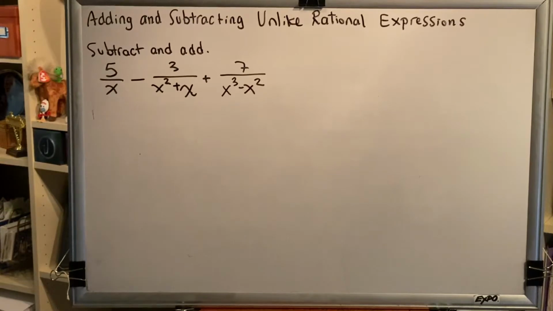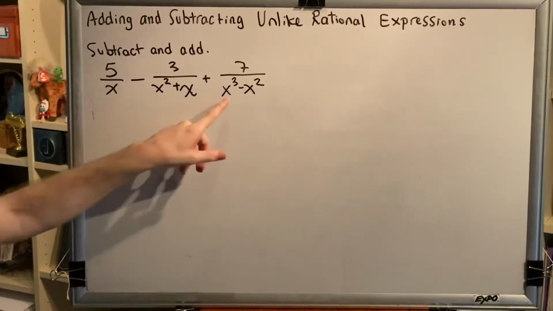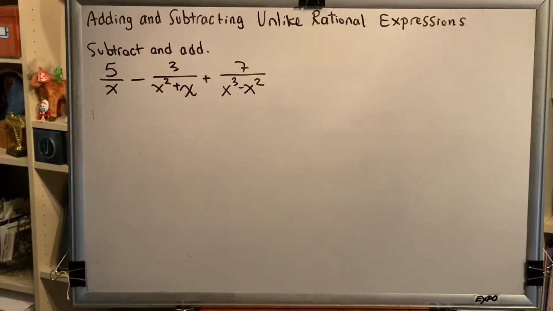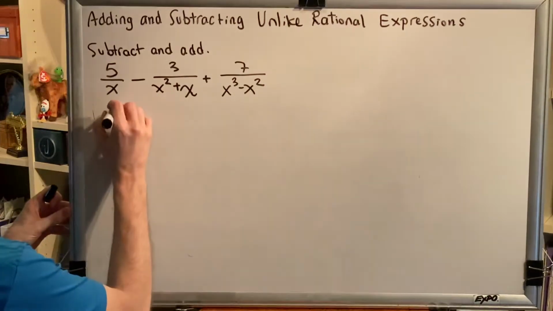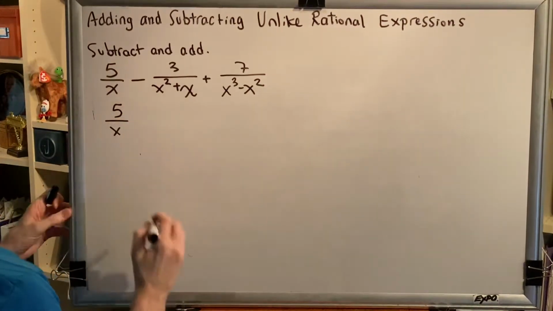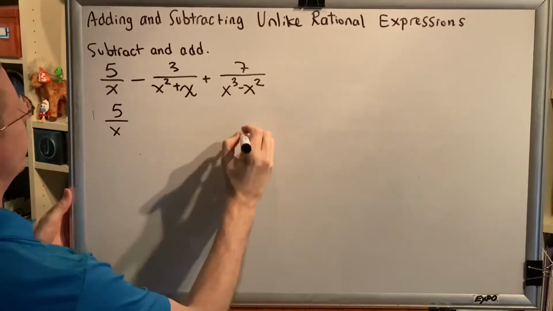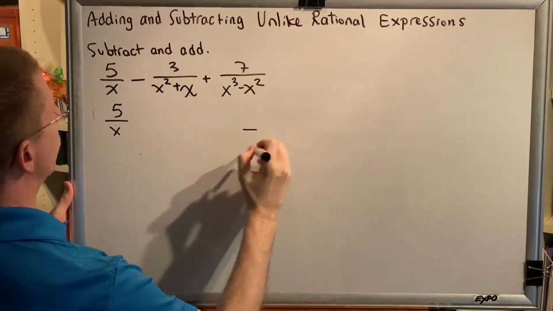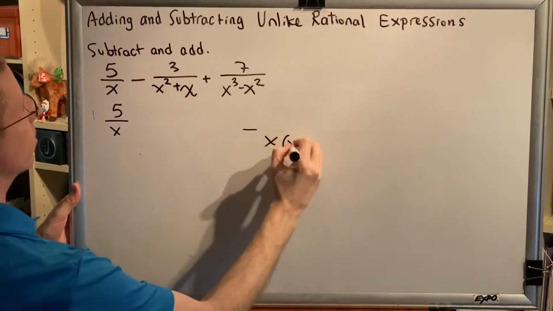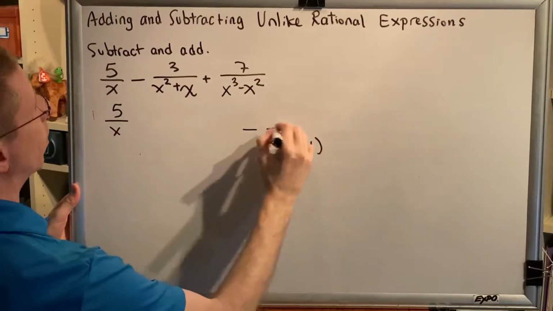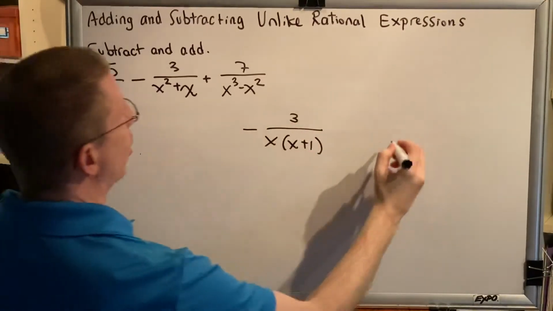Okay, so we can see very clearly that these are all unlike rational expressions. They all have different denominators. So our first task is to make them like rational expressions. And the first task in doing that is to factor all of the denominators. So our first denominator stays exactly as it is. Our second denominator, we're going to rewrite x squared plus x as x times an x plus 1. The numerator does not change.